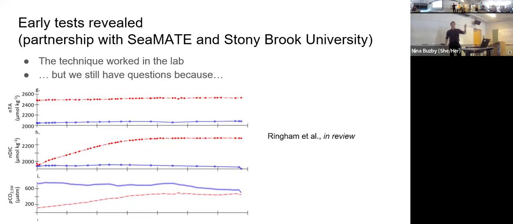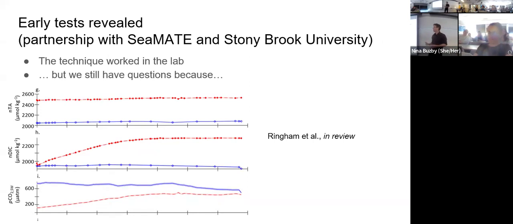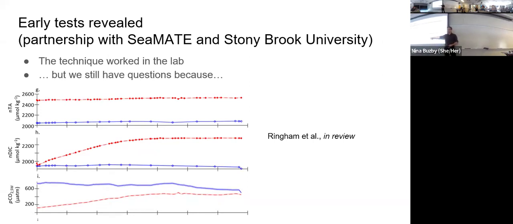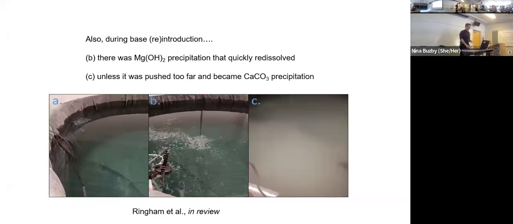The chemistry worked, no surprise there. This is the control in blue, the experimental in red. You can see the alkalinity has an immediate difference when we added the base. The dissolved inorganic carbon did not change when we added it, but it managed to creep back up over time, taking some length of time, less than we'd expect in the open ocean because it was a relatively shallow tank. PCO2 initially dropped in the experimental tank and then later came closer together due to air-sea gas exchange equilibrium processes. This is in review right now, a paper by Mallory.